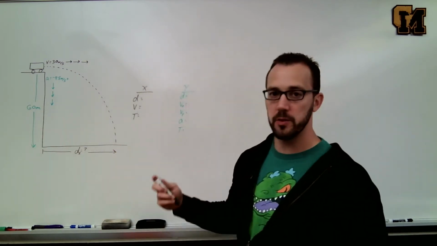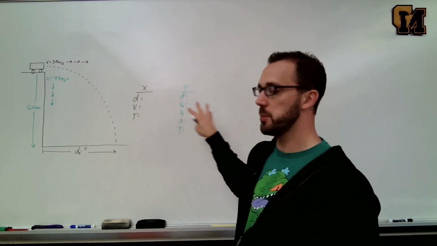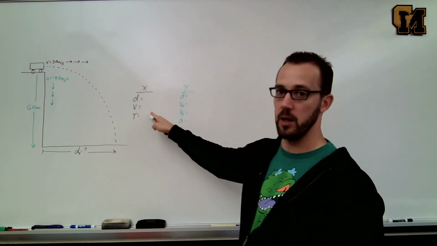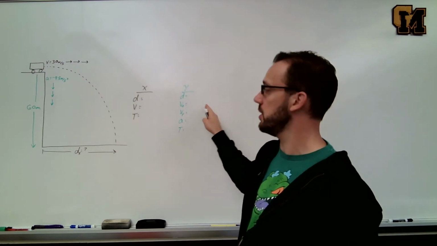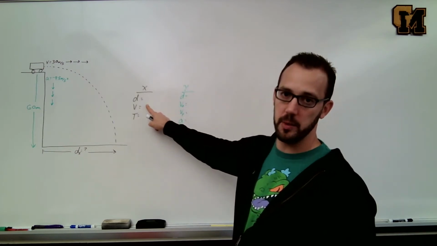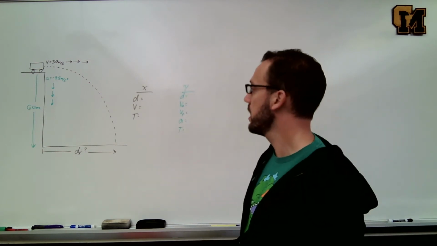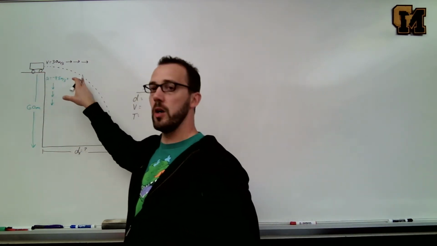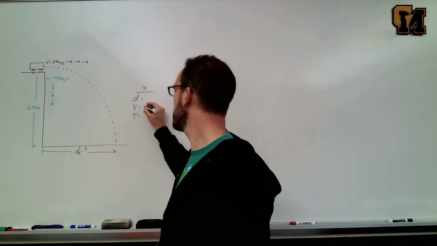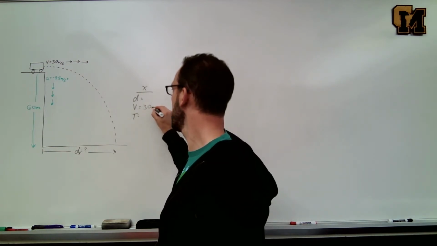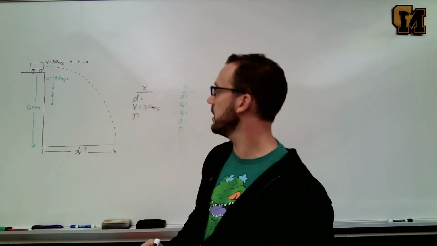We're going to pull our numbers from the problem and from the picture and put them into our two columns, our left and right stuff and our up and down stuff. All the left and right numbers are going to be in black. All the up and down numbers are going to be in green. We know the car is traveling 30 meters per second. That's to the right. So that's in my X column.